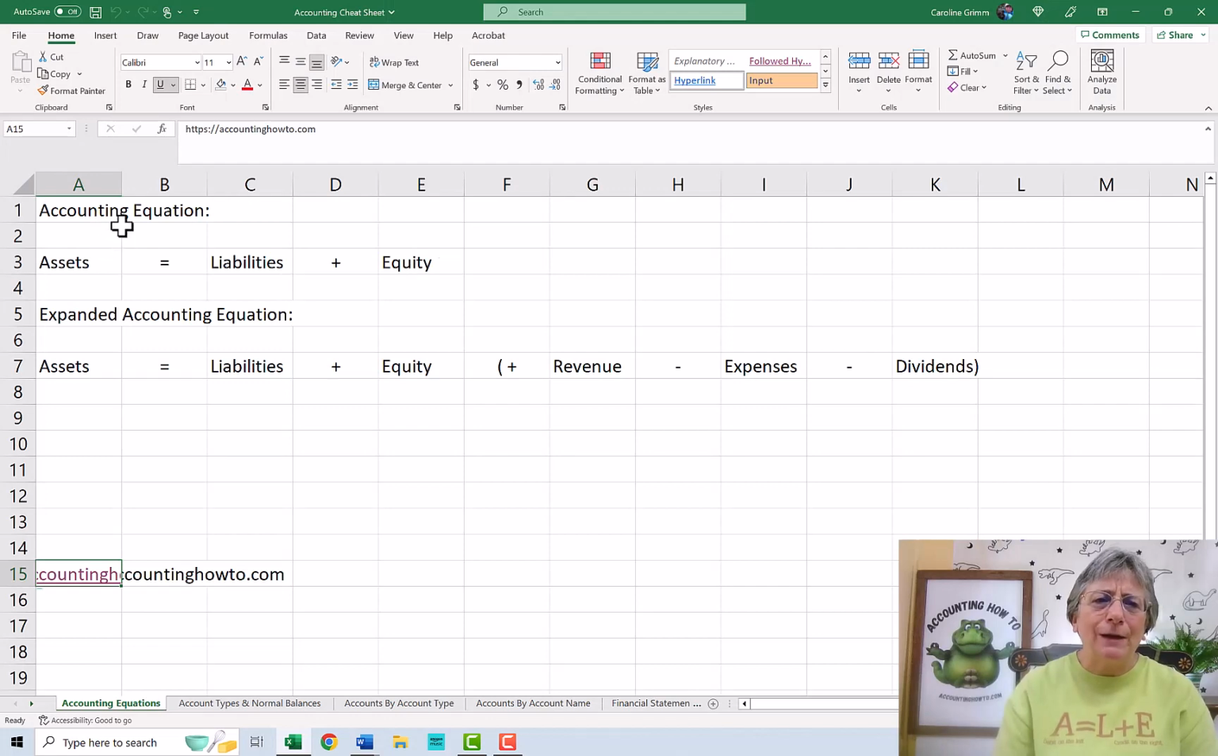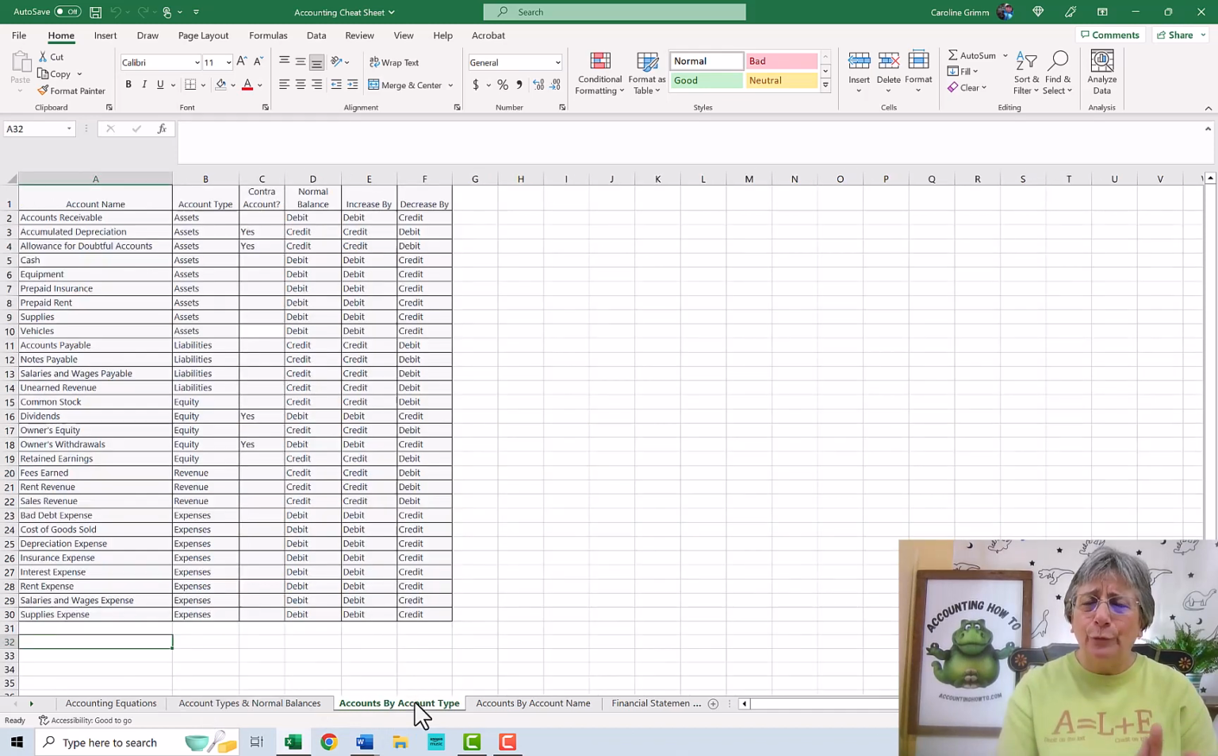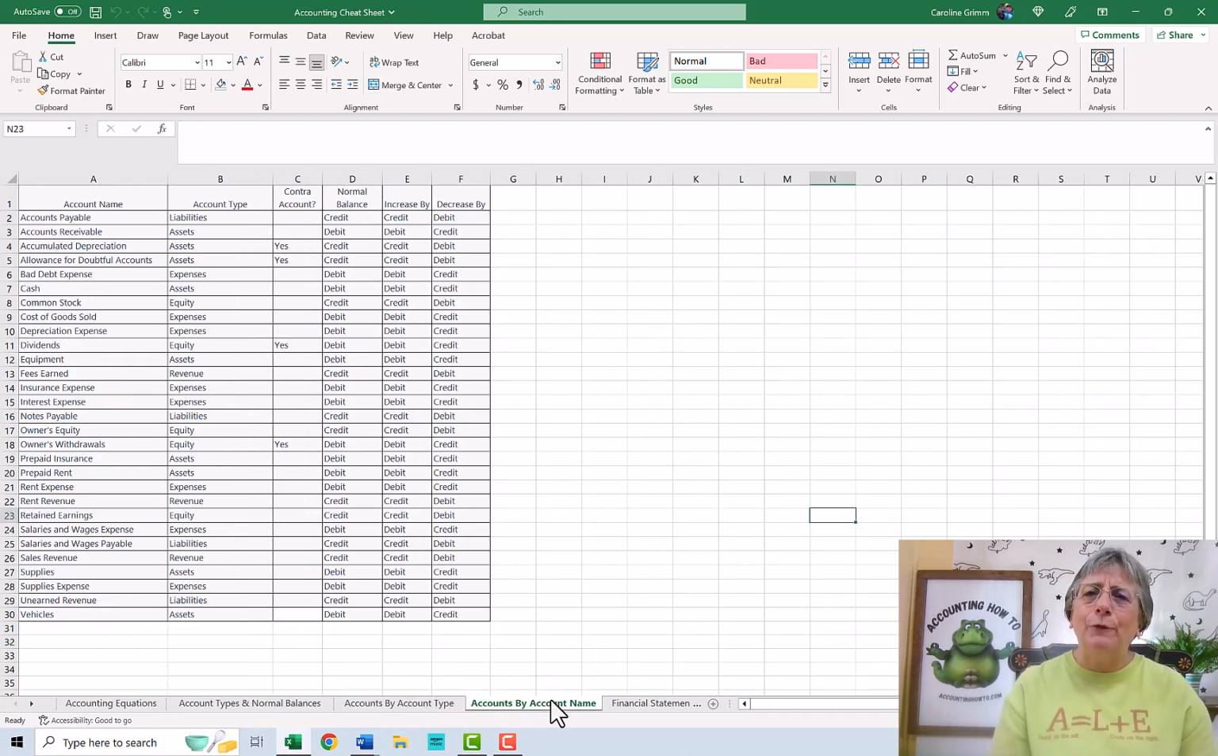So what I've got here is the accounting equation, the expanded accounting equation, and then a tab for normal balances and account types. And then I've got the typical accounts that we use in the first few chapters of accounting. I've got them here by account type, so you'll see that you've got assets grouped all together, liabilities grouped all together, equity, revenue, expenses. And then I also included a tab where this is alphabetical, because a lot of times when students are doing these equations, they're like, I don't know if it's an asset. I don't know if I should be looking in the assets section or the liability section. So this is going to give you an alphabetical listing that will then give you the account type, the normal balance, etc.